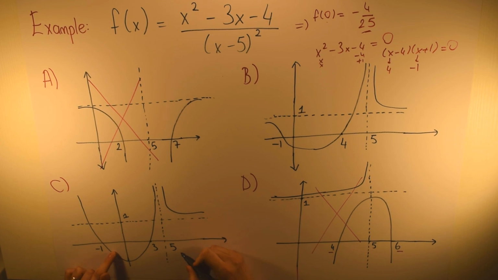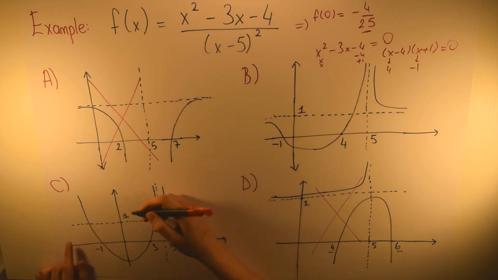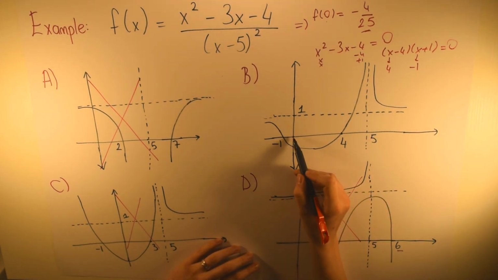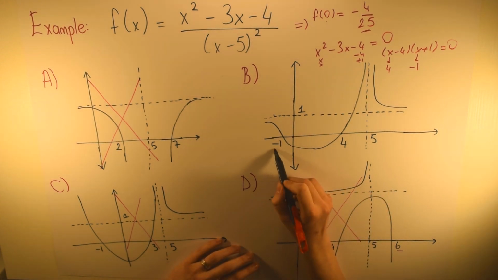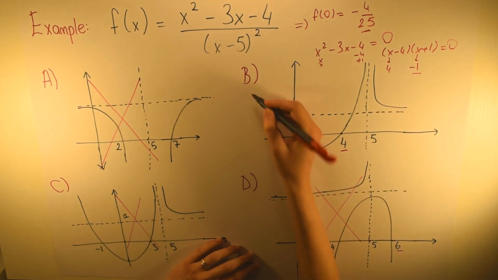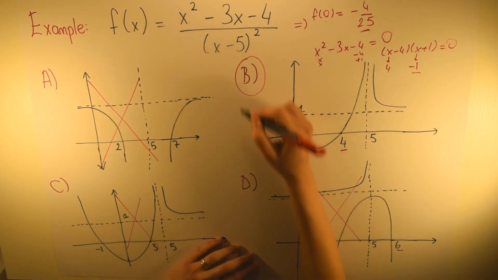And here, when y is equal to 0, x is equal to 3 and x is equal to minus 1, but we don't have 4 here. That's why we also eliminate this one. And as you can see here, when y is equal to 0, x is equal to minus 1 and x is equal to 4. So that's why B is our correct answer.